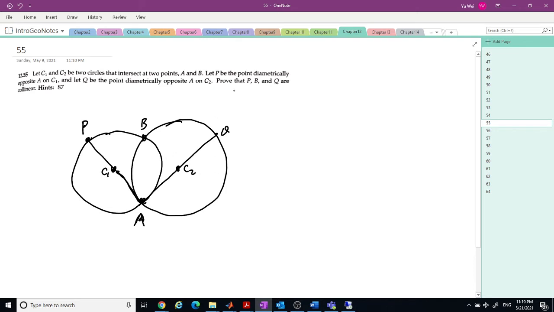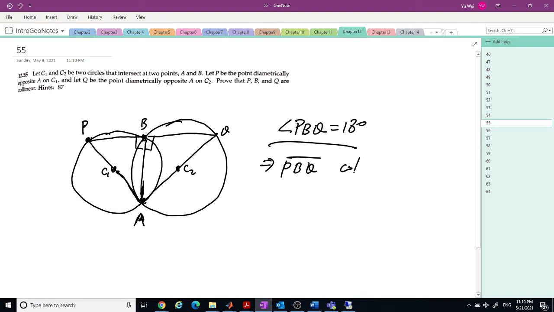We want to prove that P, B, and Q are collinear, right? So let's do it. Let's connect AB, and you can see because AP is the diameter, this angle is 90 degrees, and AQ is also a diameter, so this is 90 degrees. That's why the angle PBQ is 180 degrees. Also, it proves that P, B, and Q are collinear.